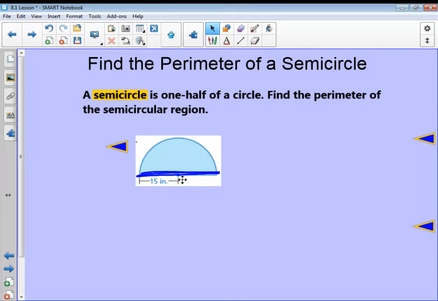So what you're going to do is find your circumference as if it were a whole circle. You're then going to divide by 2, and then remember to add in that straight edge.